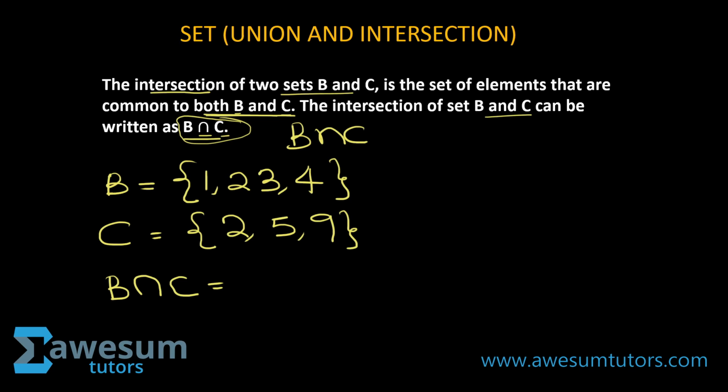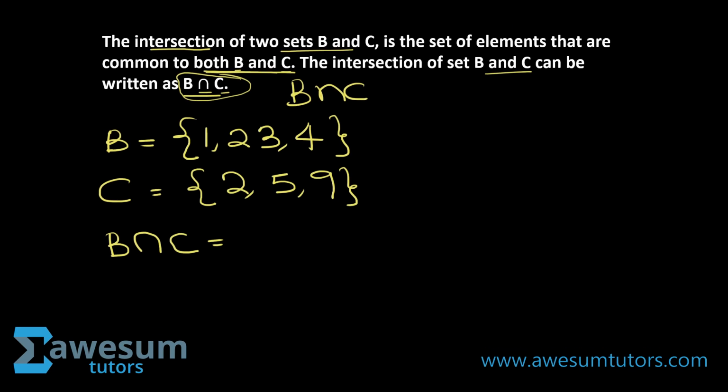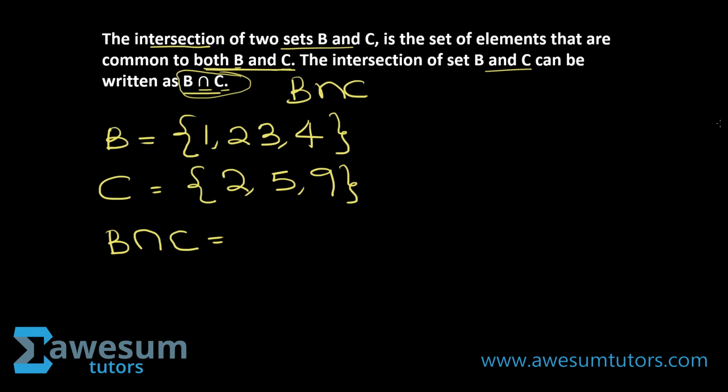What is B intersection C right here? Remember, we just said that intersection is the set of the elements that both sets have in common. So what do set B and set C have in common? If you look at it right here, there is a 1 here. C does not have any 1, right? B has a 2. C also has a 2. That means they have that in common. I will put that out, okay?